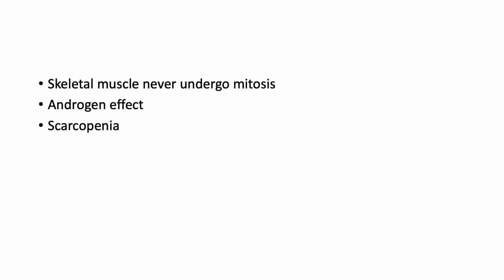And there is a condition which we call sarcopenia. Sarcopenia is usually age-related. It is a Greek word: sarco means flesh, meaning muscle, and penia means poor. So poor muscle. The muscle cells gradually fade away with aging, or if somebody is immobile and just lying in bed, there is a condition called sarcopenia.